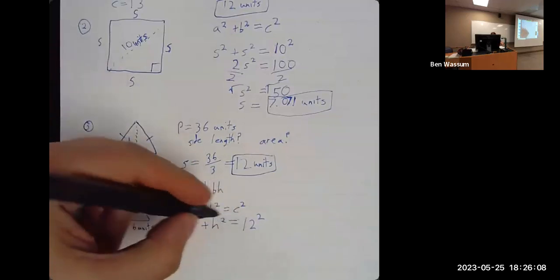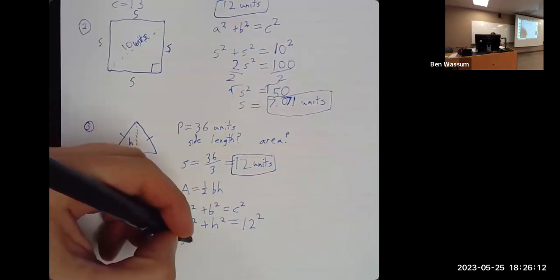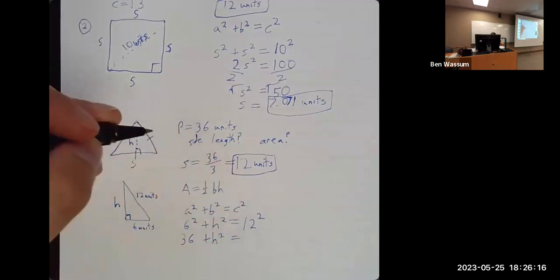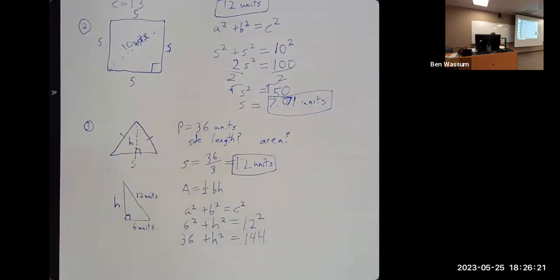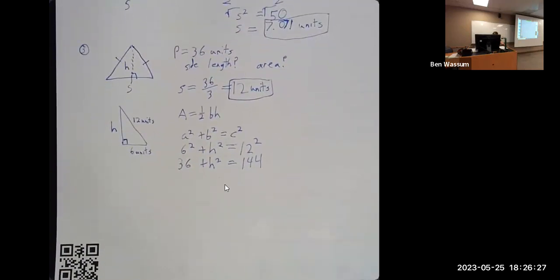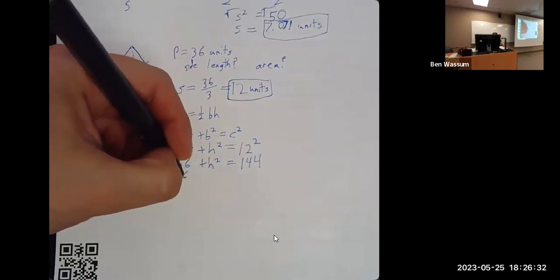Then we're going to clean this up and solve for h. 6 squared is 36. 12 squared is 144. And get the h squared alone. So subtract that 36.